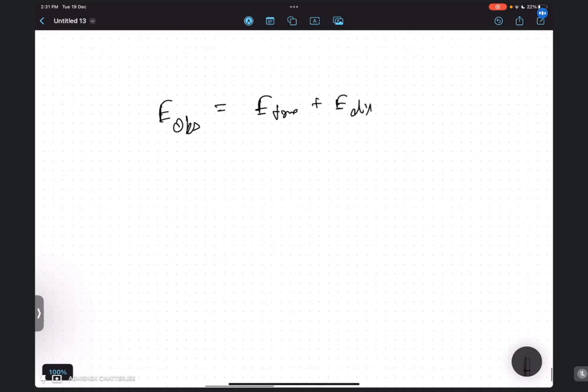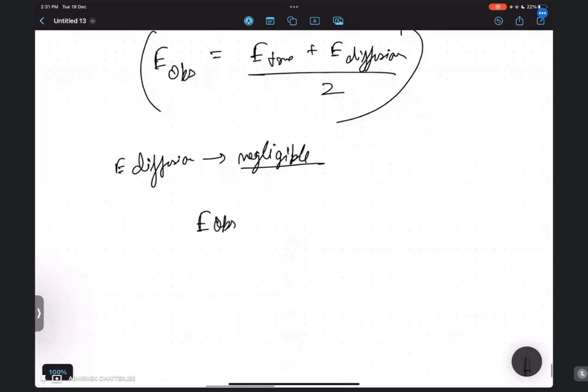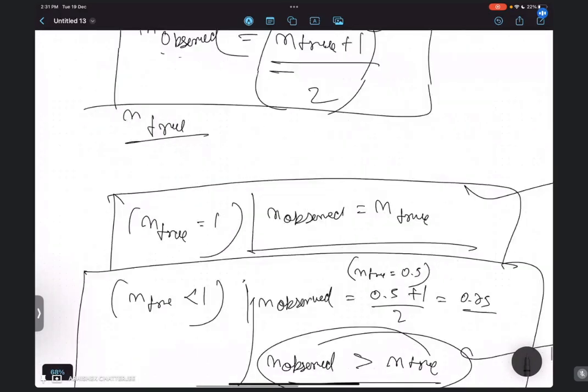Okay, now just write down one more thing, that our activation energy observed, it is actually equals to (E true plus E diffusion) divided by 2. Okay, in general this E diffusion is negligible. Okay, that's why our E observed, we write it as E true divided by 2. If it is not negligible, then you have to consider it. Okay, this thing is there.